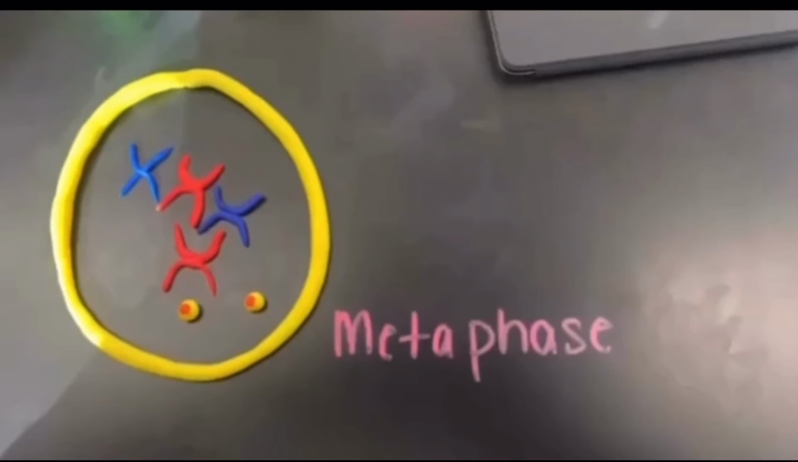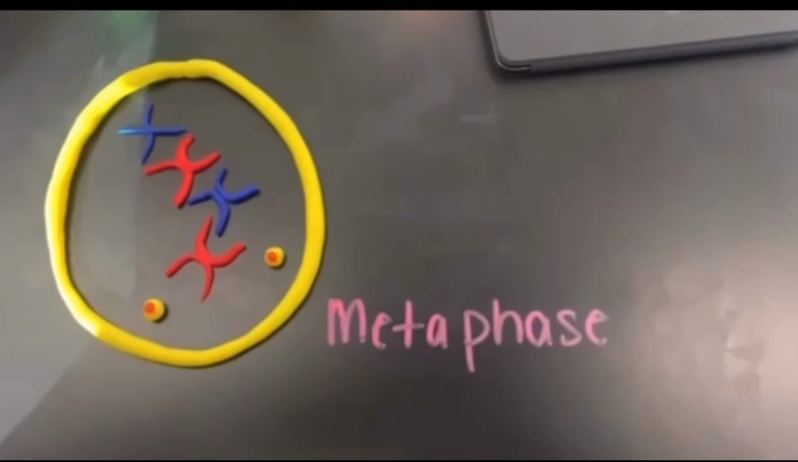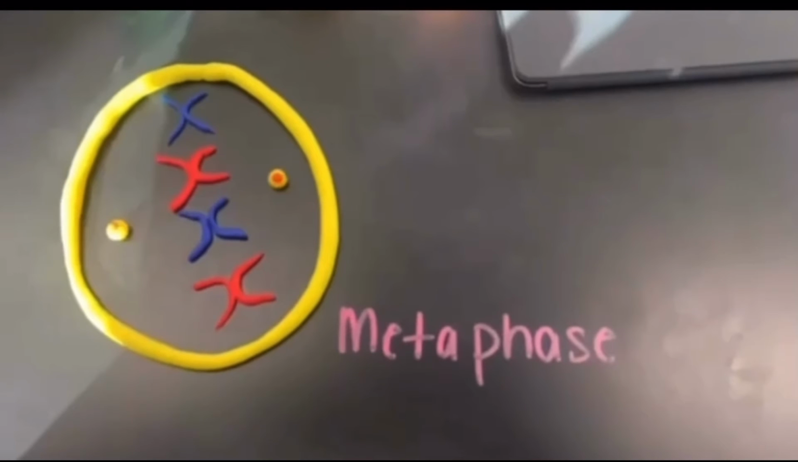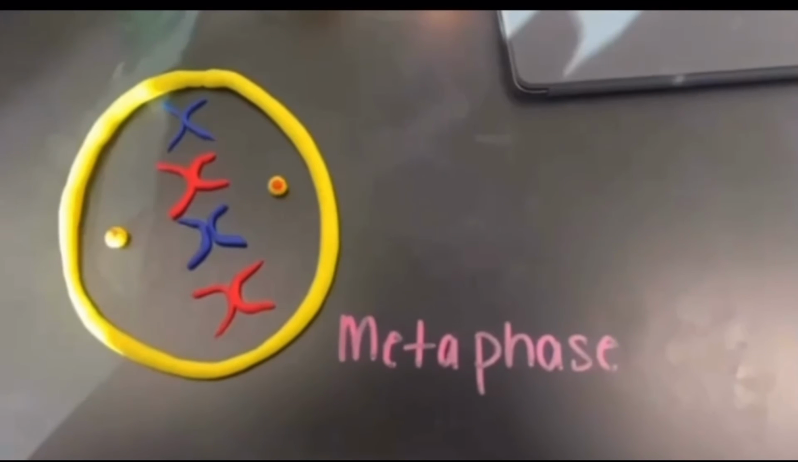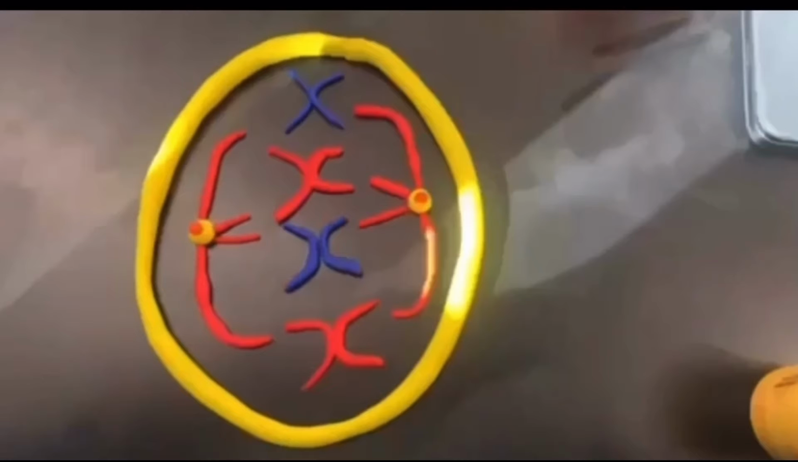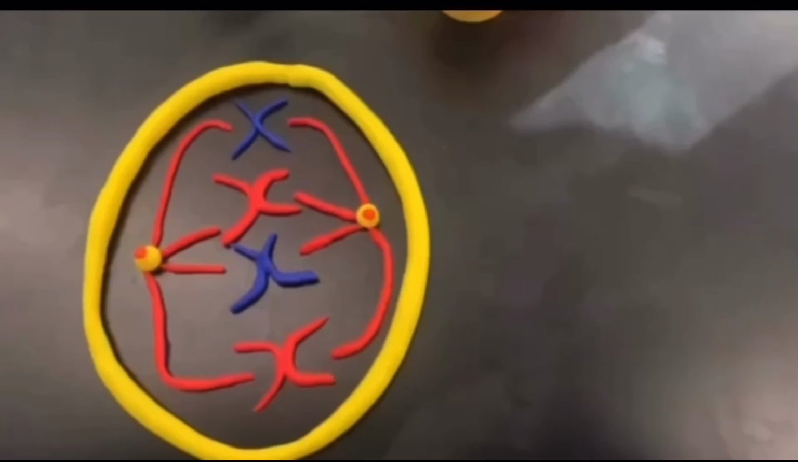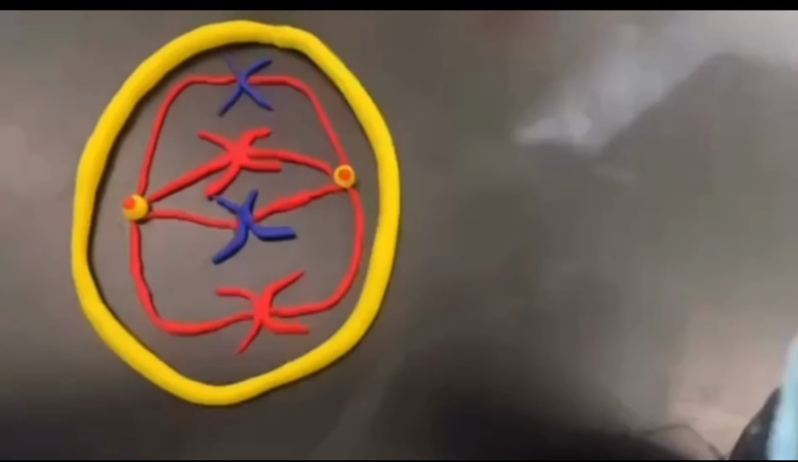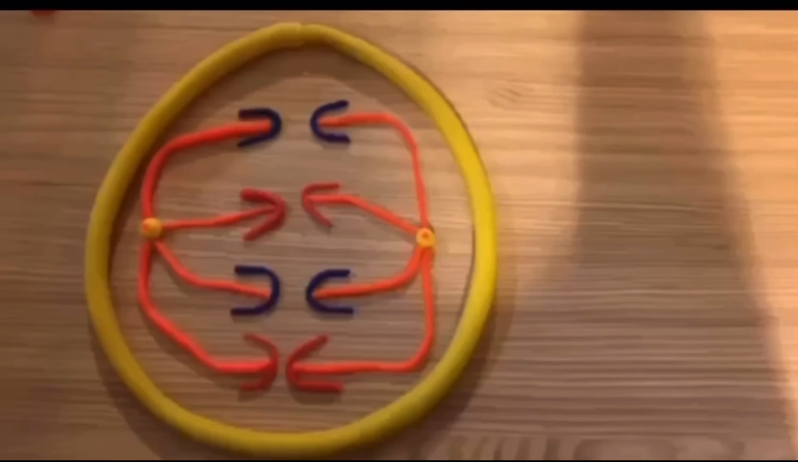In metaphase, the pairs of chromosomes are all lined up in the center of the cell. These chromosomes then become visible. So during this stage, the nucleus disappears and the chromosomes appear in the cytoplasm of the cell so that they can be pulled apart into the two daughter cells in the next phase of mitosis.